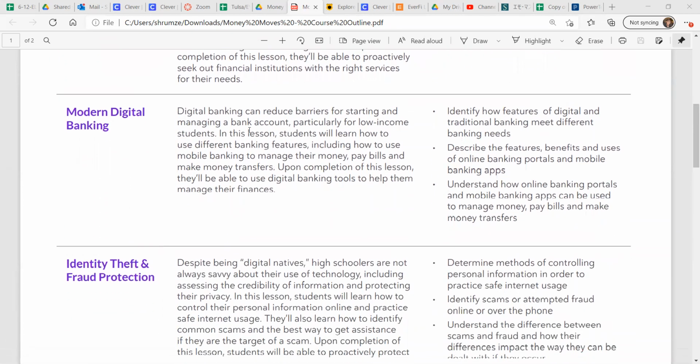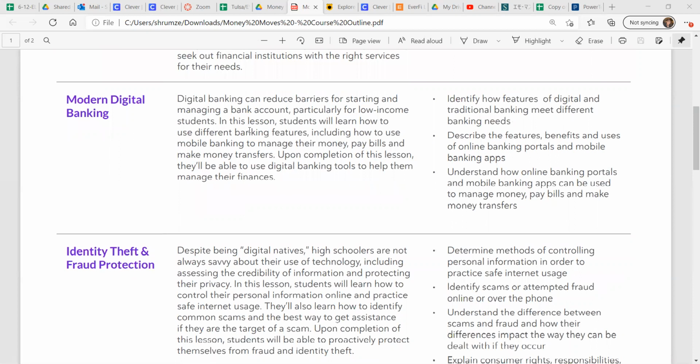Modern digital banking. Digital banking can reduce barriers for starting and managing a bank account, particularly for low-income students. In this lesson, students will learn how to use different banking features, including how to use mobile banking to manage money, pay bills, and make money transfers. Upon completion of this lesson, students will be able to use digital banking tools to help them manage their finances.